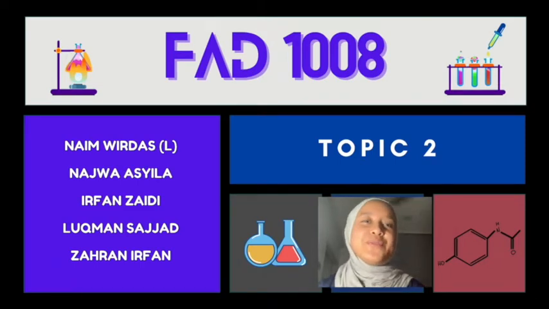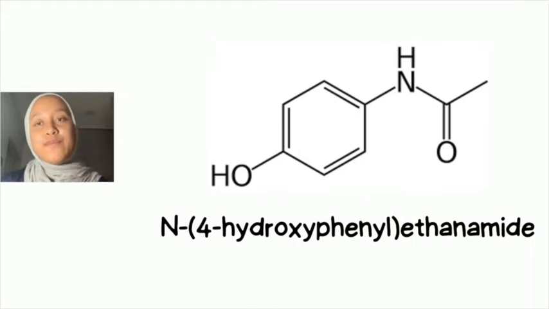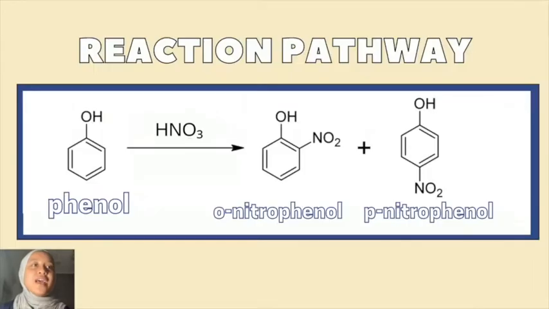Hello, today we are going to present to you guys how to synthesize paracetamol from phenol. The IUPAC name for paracetamol is N-(4-hydroxyphenyl)ethanamide, and this is the molecular structure. Phenol has to undergo many reactions to convert it to paracetamol.